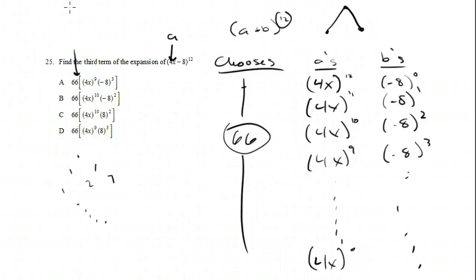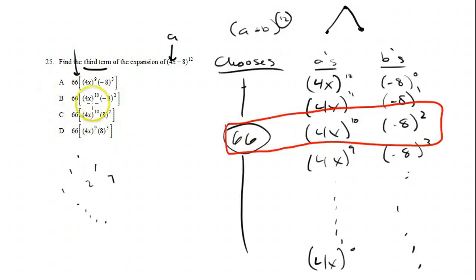Now let's take a look at this though. It says that we want to find the third term of our expansion. So this is our first term in the first row. Then we have our second term. And here's our third term right here. So there's our third term. We're just going to end up multiplying all those things.